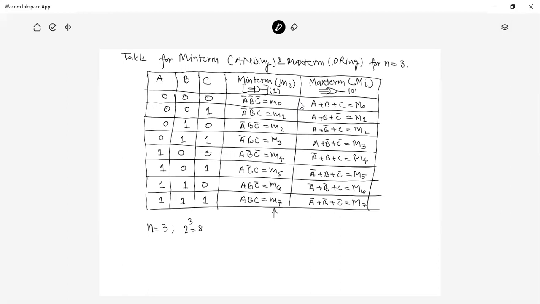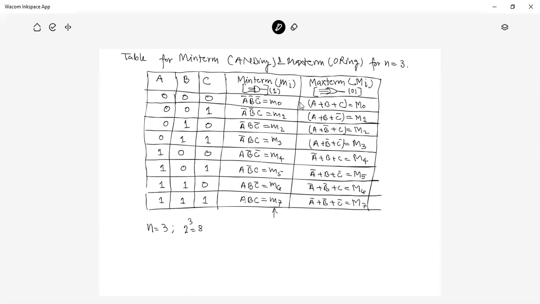Now for the max terms, we have the ANDing, and we make the output low, that is 0. So in the first row, 0 0 0, all three are 0, so there is simply adding: A plus B plus C. Here it is M0. Here C is 1, so C bar is 0. So A plus B plus C bar is M1. Here B is 1, so B bar is 0. Therefore A plus B bar plus C, M2. Here B and C both are 1, so B bar and C bar. So A plus B bar plus C bar is M3.